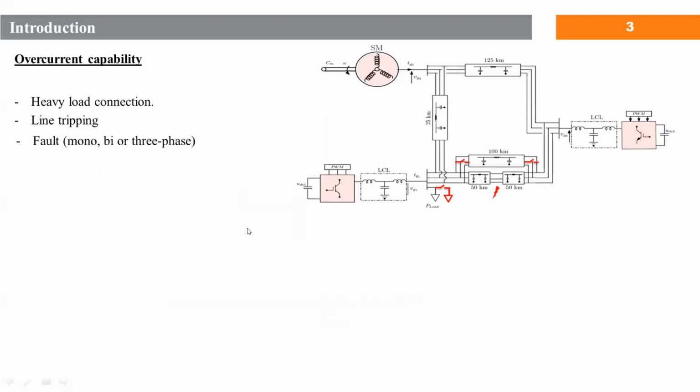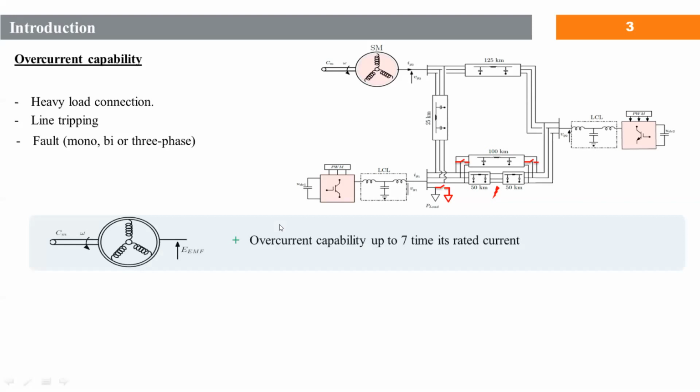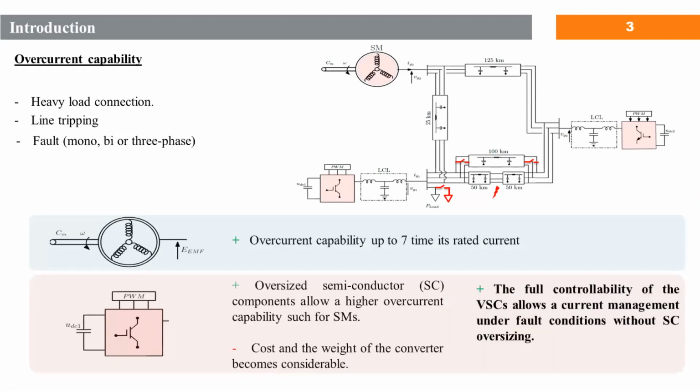But let's first recall the principle of the synchronous machine. In fact, a synchronous machine can handle 7 times its rated current during the fault. We can do the same thing with a power converter, but it needs a huge oversizing to achieve such capability of a synchronous generator, which results in higher cost and weight, and which is not beneficial. While thanks to the flexibility of the control of the voltage source converter, this task can be handled only through the control, and this is the main idea of this presentation.